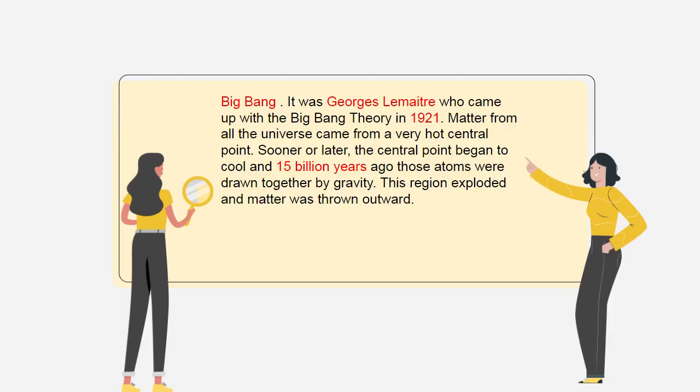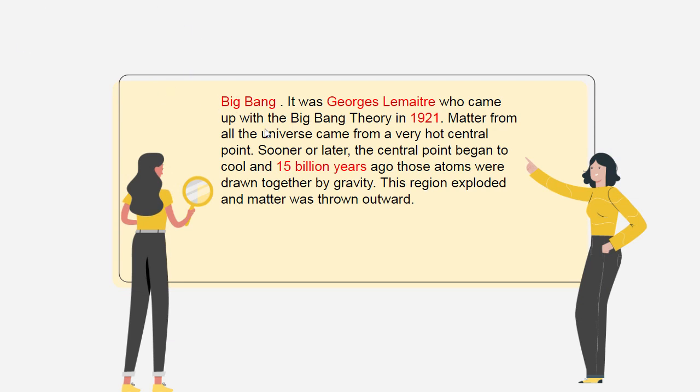The Big Bang theory was proposed in 1921 by George Lemaitre. The matter from all the universe came from a very hot central point. Sooner or later, the central point began to cool, and 15 billion years ago, those atoms were drawn together by gravity. This region exploded and matter was thrown outward.